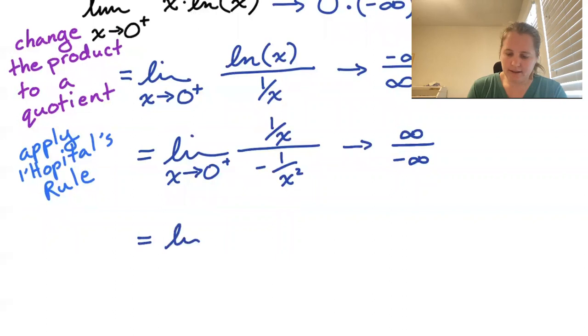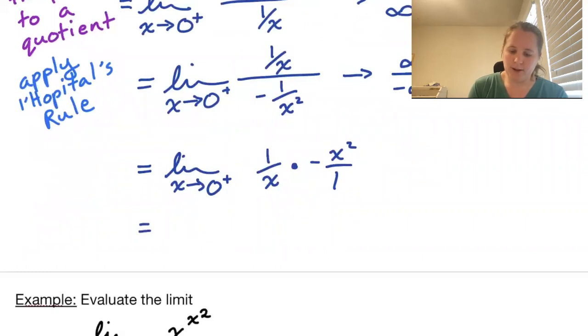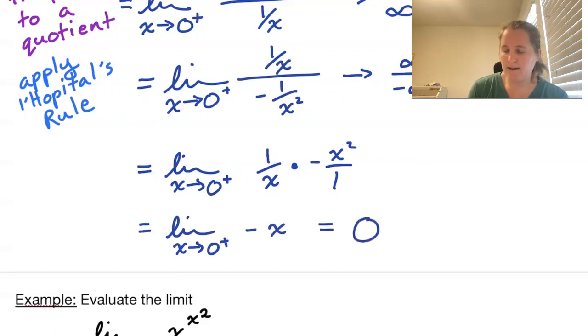So this is the limit as x approaches 0 from the positive side of 1 over x divided by negative 1 over x squared, which is the same as multiplying by negative x squared over 1. And so we're looking at the limit as x approaches 0 from the positive side of, this is just negative x. And so we wind up getting 0.